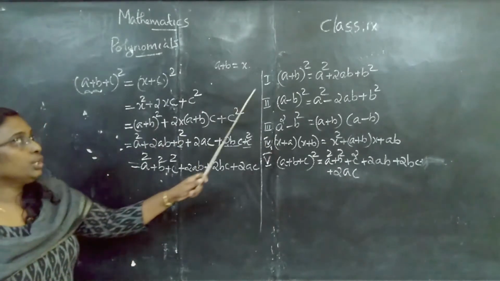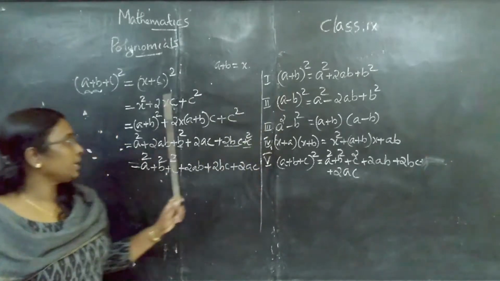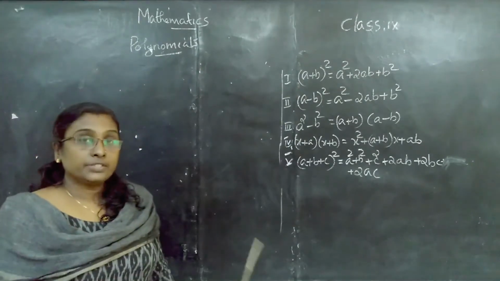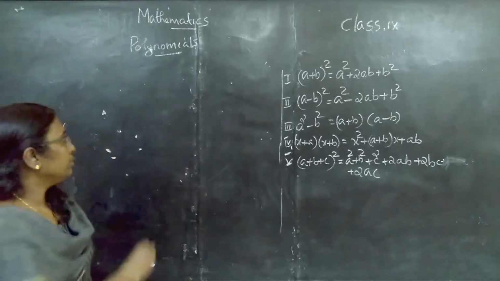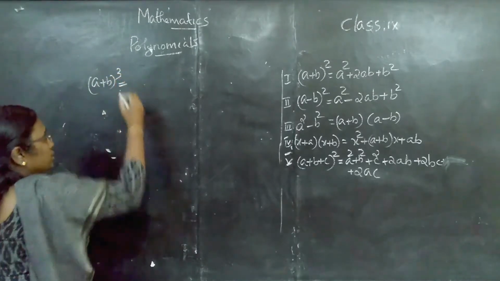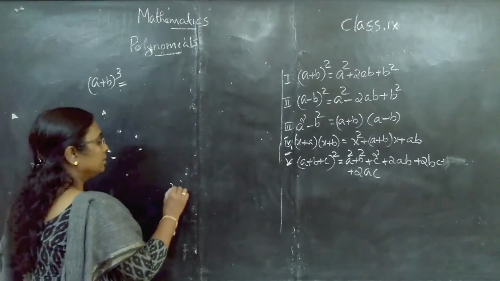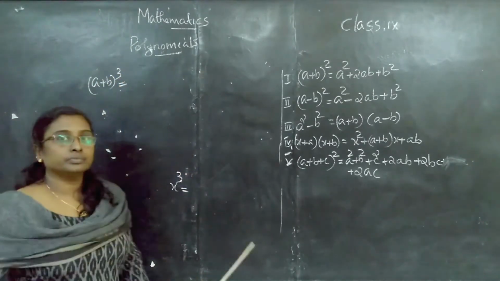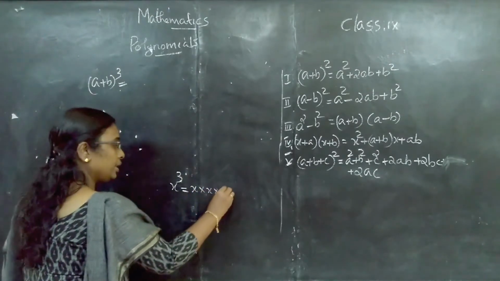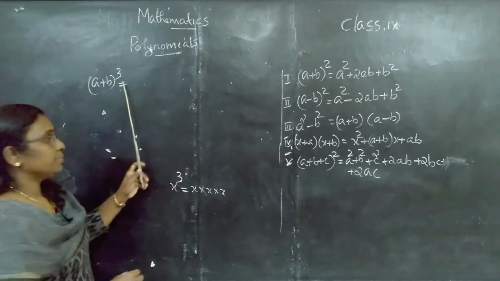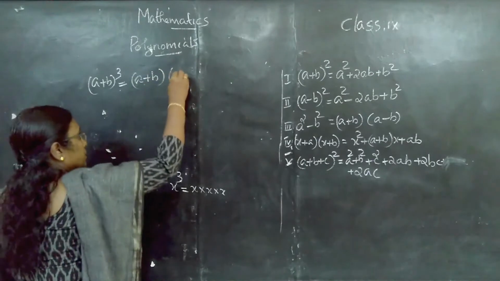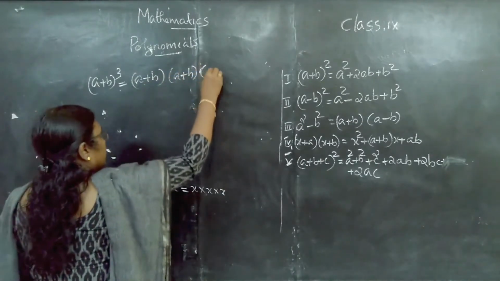Similarly, we can use this identity to find (a plus b) the whole cube. Next we have to find (a plus b) the whole cube. What is x cube? x cube can be written as x into x into x. Similarly, (a plus b) the whole cube equal to (a plus b) into (a plus b) into (a plus b).